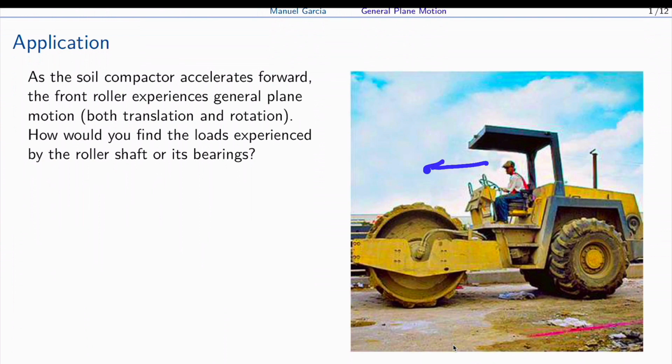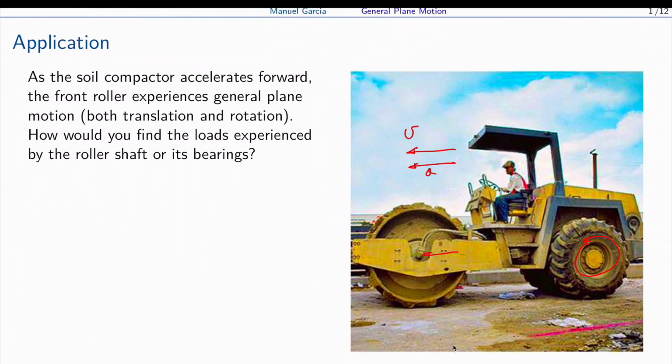So the soil compactor is moving forward with some velocity and probably with some acceleration. And the forces of the traction are pushing the front roller, and the shaft in the roller is supporting some loads. At the same time, you have some bearings here that are supporting some loads, and you would like to know what the magnitudes of those loads are, which probably are different if you consider the static situation or the dynamic situation when it's moving.